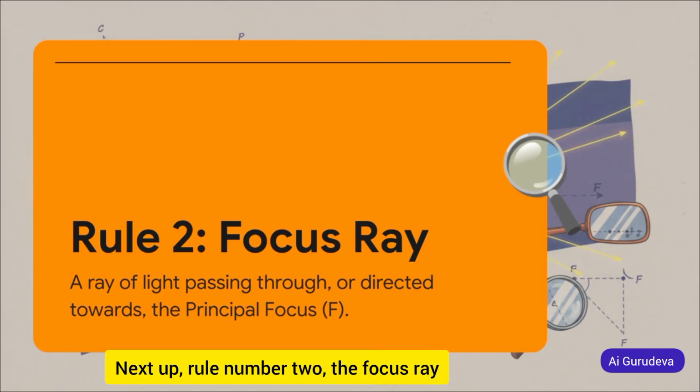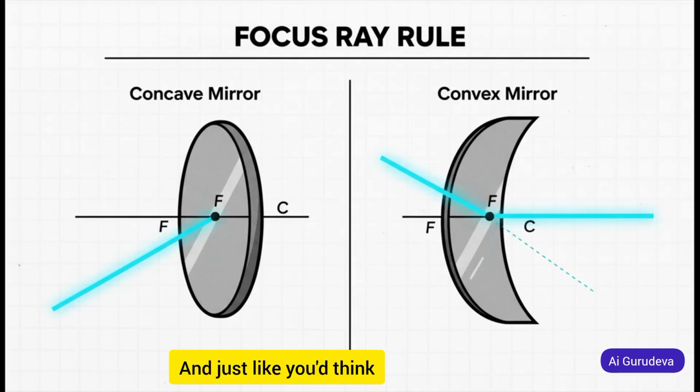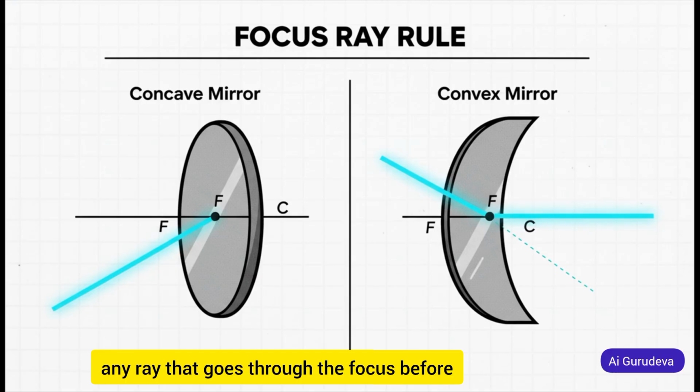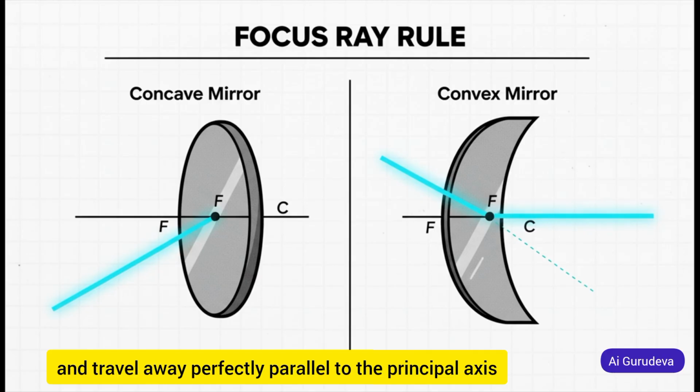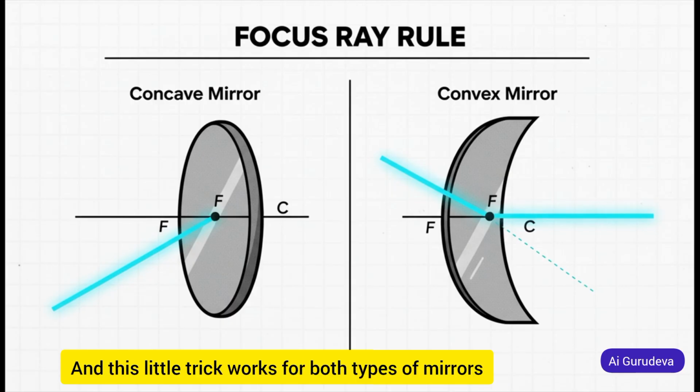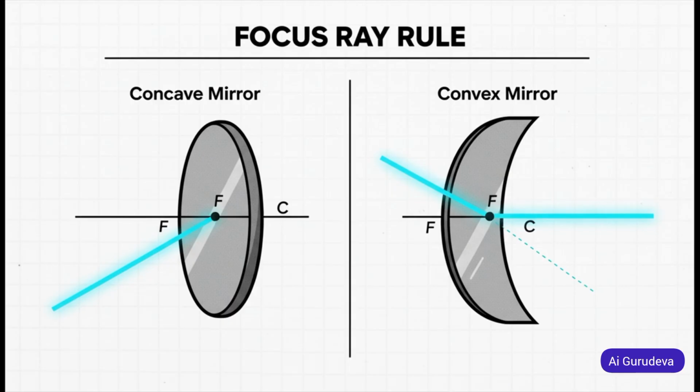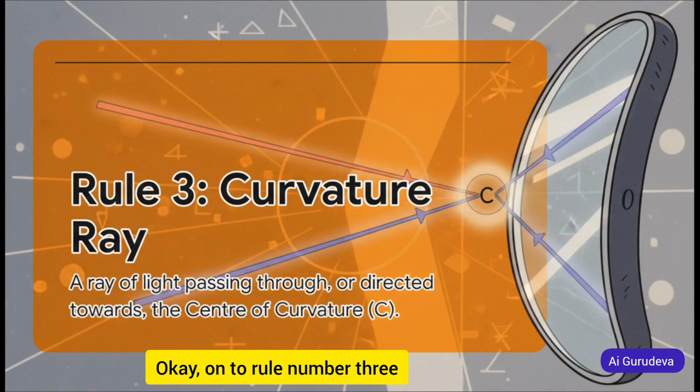Next up, rule number 2, the focus ray. And as you can probably guess, this is pretty much the exact reverse of rule 1. This rule is about any ray of light that, on its way to the mirror, first passes right through the focal point. And just like you'd think, since it's the inverse of our first rule, any ray that goes through the focus before it hits the mirror will bounce off and travel away perfectly parallel to the principal axis. And this little trick works for both types of mirrors. See? Physics loves symmetry.